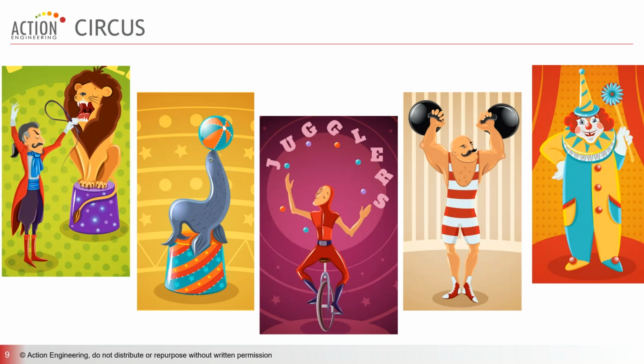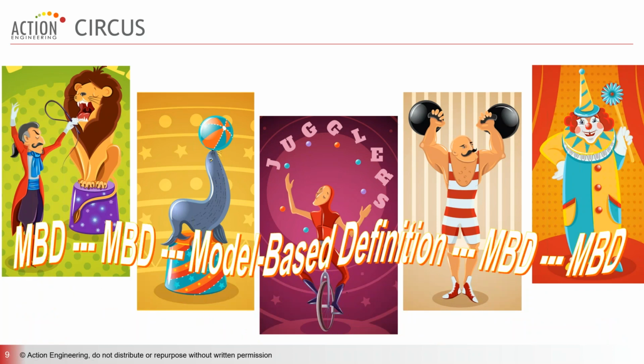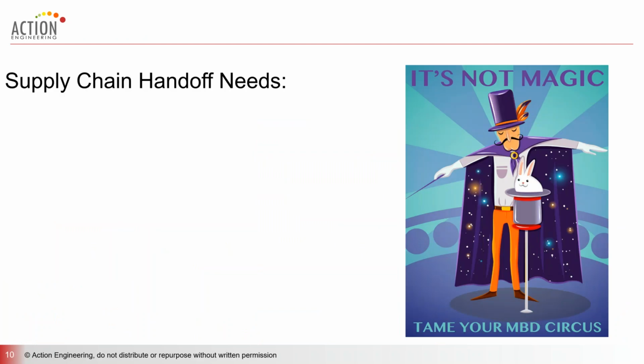And there's a lot of actors in this whole circus, right? There's a lot of people involved, and nobody wants to go and look at just one of these acts, right? We go to the circus to really enjoy what everybody's doing, and if any of these people involved in the handoff can't reap any benefits from a model-based enterprise, then we're not realizing the whole value, right? So we need something to tame that circus, which is model-based definition. So let's get into that a little bit.